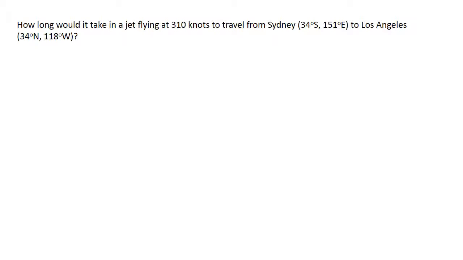Our final challenge involves finding the time taken to fly from Sydney to Los Angeles, and the first thing that you should notice in this question is that the speed of the jet was given to you in knots. If the speed is in knots, then the distance should be worked in nautical miles, but that'll come later in our workings. We start with the formula.